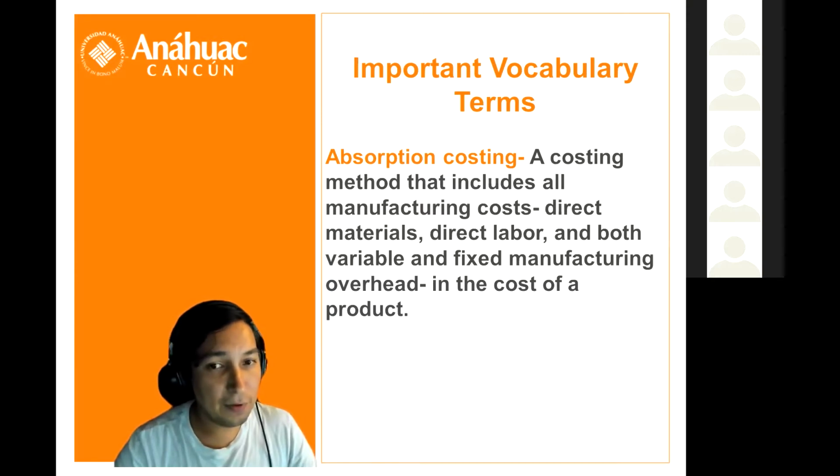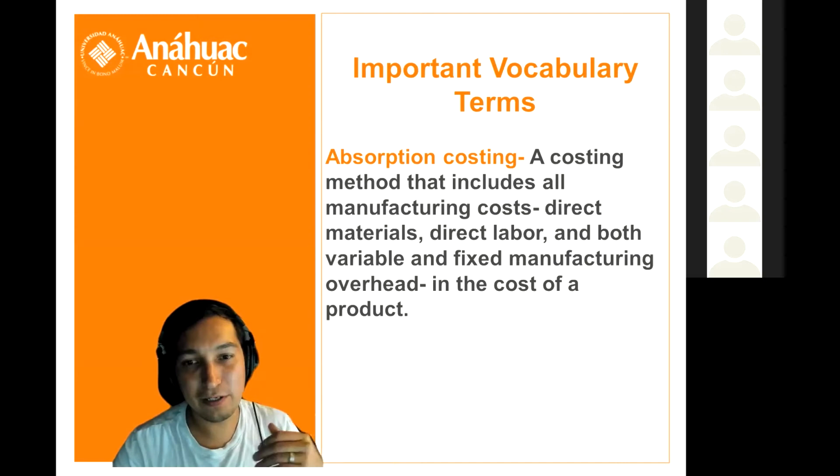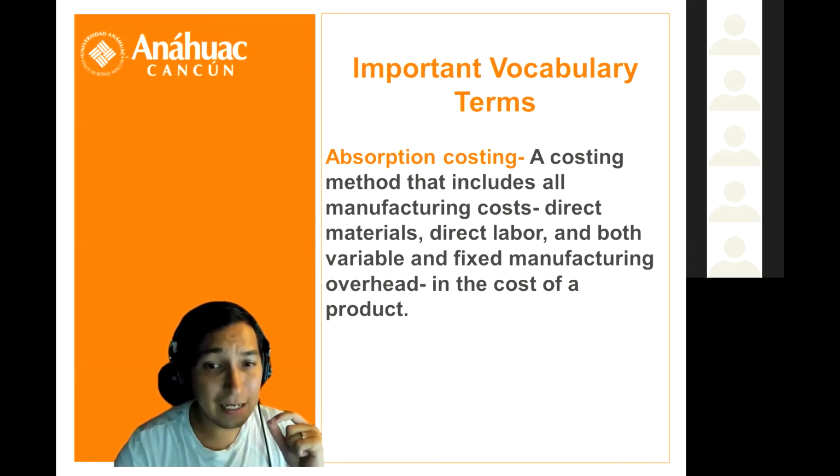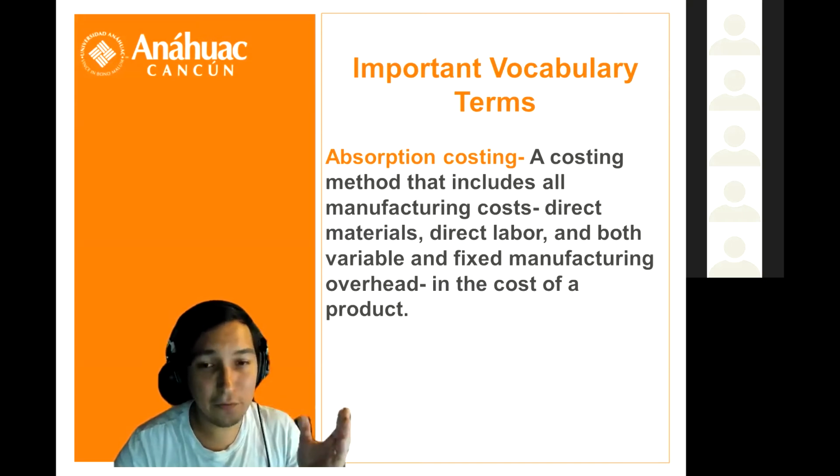Remember that job order costing, we use it when there are different products. Each job or product is somewhat unique, and therefore it's worthy of tracking. Well, that absorption costing, which is the only type of costing you're really aware of at this point, is a costing method that includes all manufacturing costs.